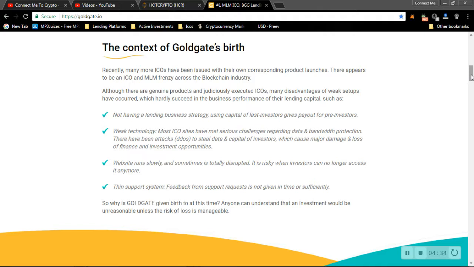So why is Goldgate being born at this time? Anyone can understand that an investment would be unreasonable unless the risk of loss is manageable. So right here, we're going to stop, and we're going to talk about weak technology, the website running slowly, not having a lending business strategy, and using the capital of the last investors to give payouts to the previous investors.